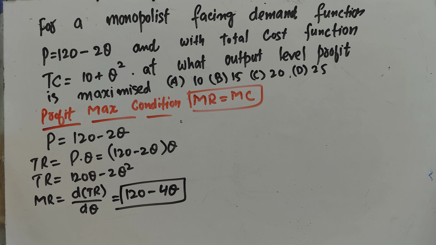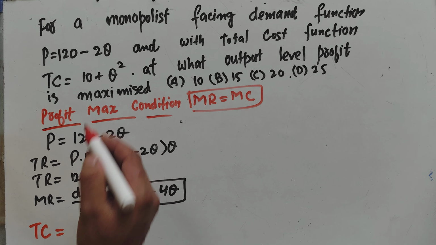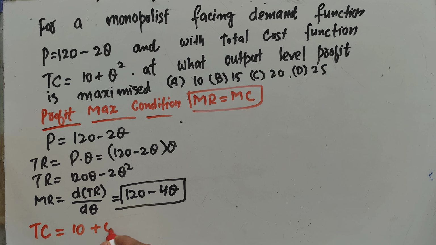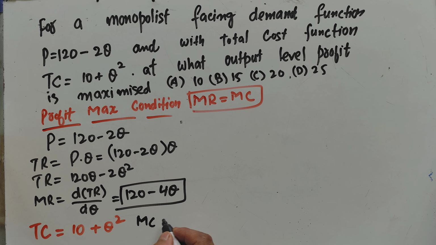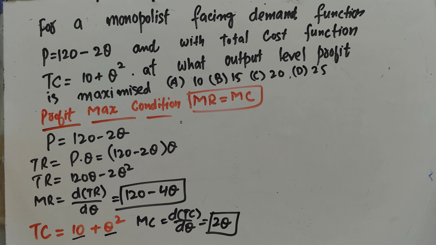Likewise, we need to find the marginal cost. First, we need the total cost, which is given as 10 + Q². Now, marginal cost will be the derivative of the total cost function with respect to output. So the derivative of a constant is 0, and the derivative of Q² is 2Q. So MC = 2Q. We are done with the marginal revenue and marginal cost.